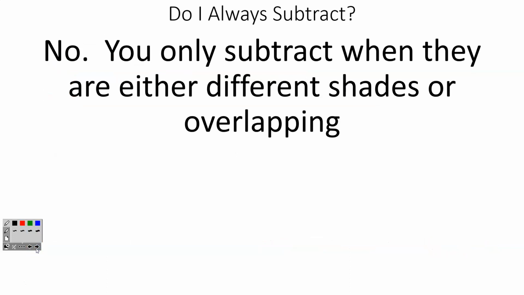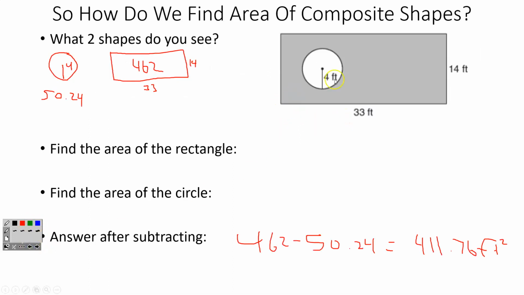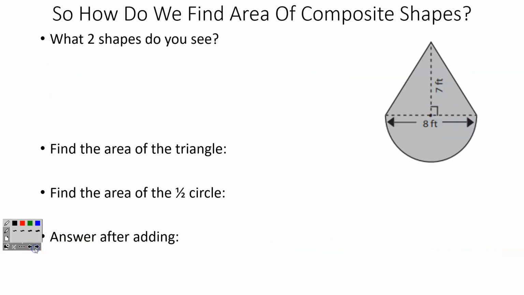Sometimes you might not always subtract. So do I always subtract? The answer is no. You only subtract when they're either different shades or overlapping. So this one, there's two different shades: there's white and there's gray. So you could say that you could subtract those, or you could say that they're overlapping because the circle is on top of the rectangle or inside of it. So something like this, though, it's all one shade and they're not really overlapping.